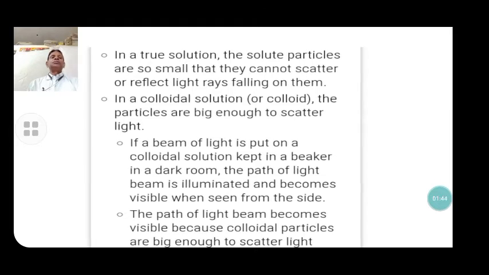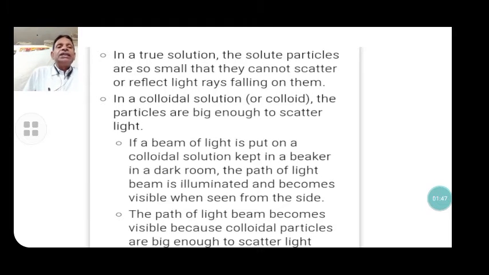In a true solution, the solid particles are so small that they cannot scatter or reflect the light rays passing through it. That is the basic property of a true solution. The size of the particle is so small that it is not able to scatter the light passing through it, so the true solution does not show the Tyndall effect. But in a colloidal solution, the particles are big enough that they can scatter the light passing through it. On this basis we can distinguish between the colloidal solution and the true solution.